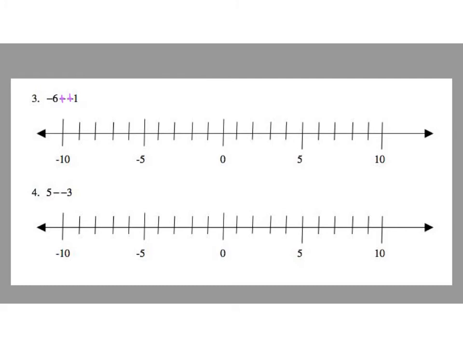So now I'm ready to plot my point and move my point on the number line. So the first number is negative 6. So I'm going to plot that point on the number line. Remember that each one of these marks on this number line is worth 1 whole.